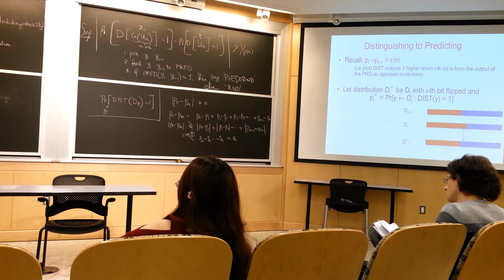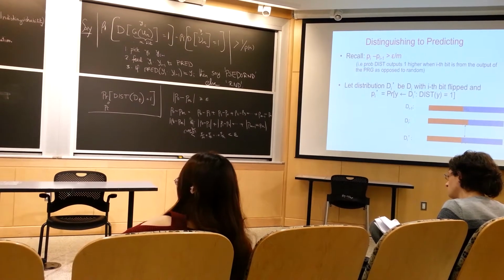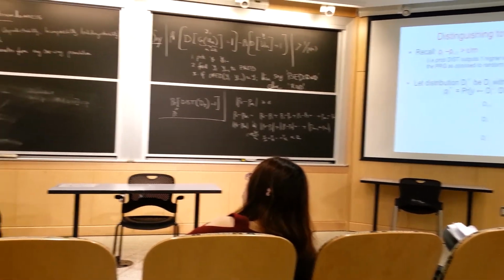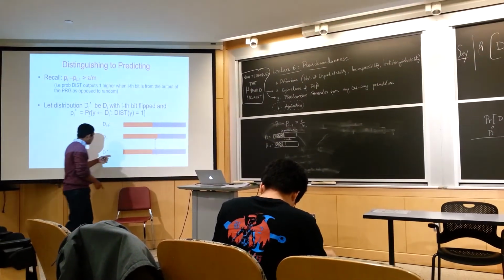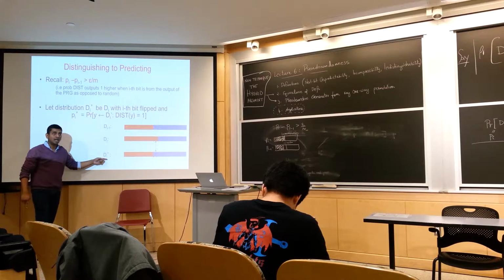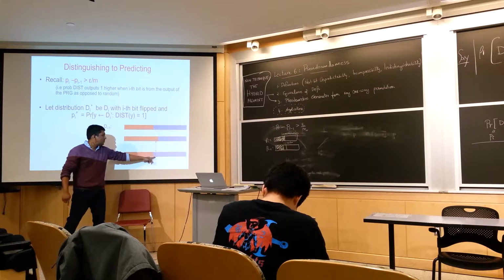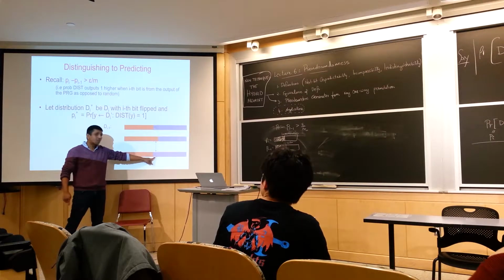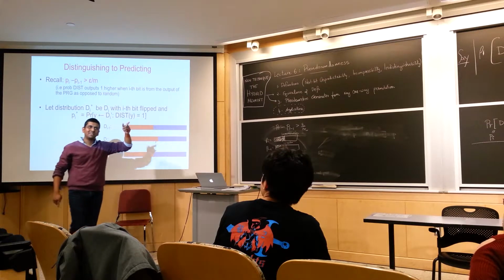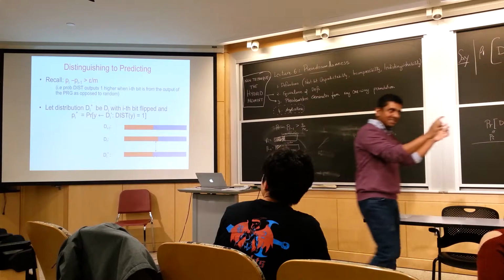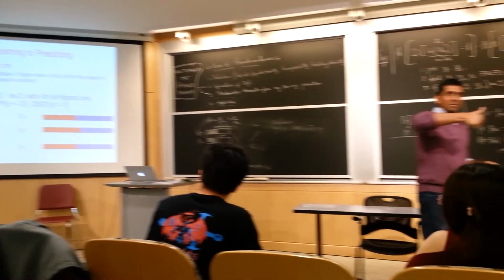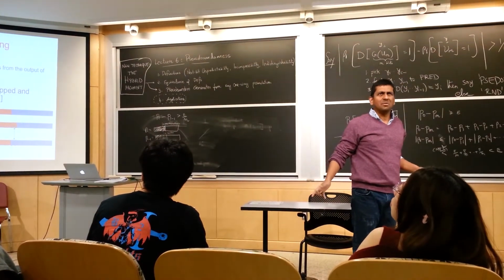So here's one way to do it, by no means the only. So D sub i, again, the ith bit is pseudorandom. Let me define an auxiliary distribution D prime sub i, where the ith bit is not random, but it's the opposite of the pseudorandom. I generate the ith bit, I flip it. The rest of it is random. Why am I doing it?